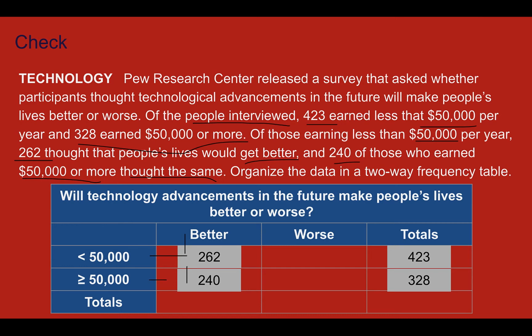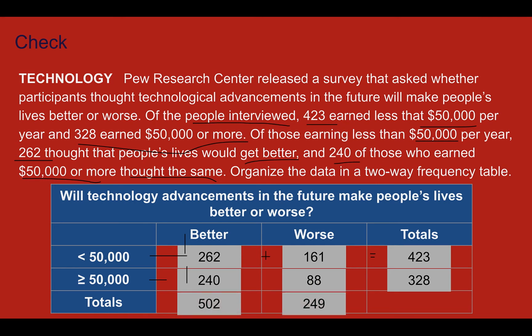But we can fill in the rest. So the next one I could fill in 161. It doesn't matter what order you fill them in. I subtracted to get 161. Then next, I can figure out that's 88. Adding down, I could get 502. Adding the worst together, 249. Adding the totals, 751. It doesn't matter what order you're doing them in. Eventually, you will fill in all of the cells.